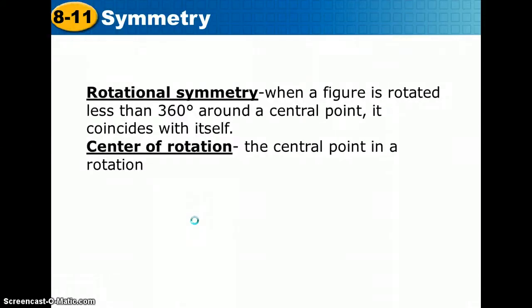We can have what we call rotational symmetry. It happens when a figure is rotated less than 360 degrees around a central point, and it will look exactly the same as it is being rotated. And the center of rotation is very important. That's the point that we're going to be rotating around.